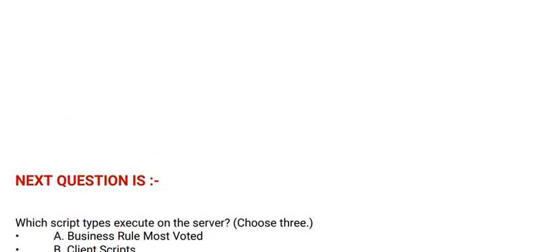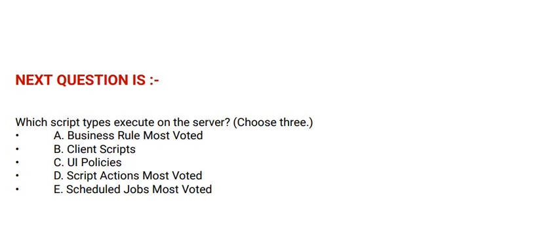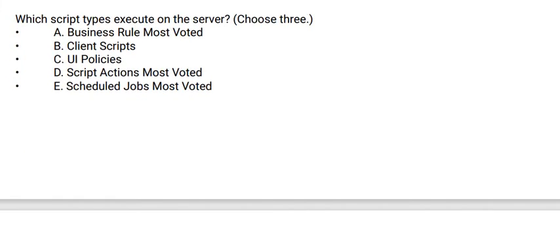Next question is, which script types execute on the server? Choose three options. Option A, business rule. Option B, client scripts. Option C, UI policies. Option D, script actions. And option E, scheduled jobs. And the correct answer is option A.